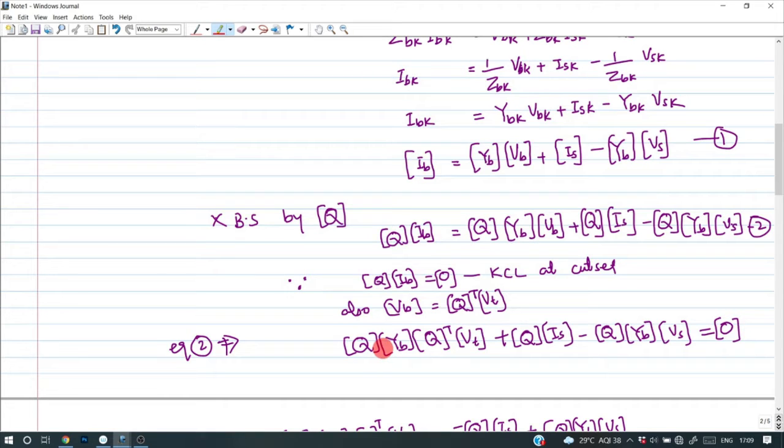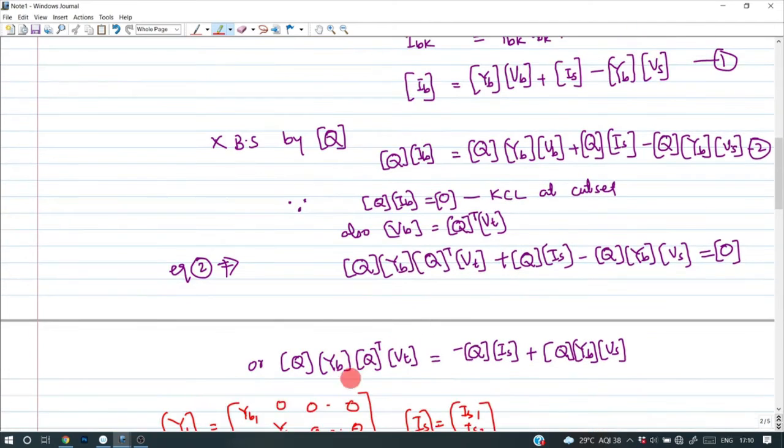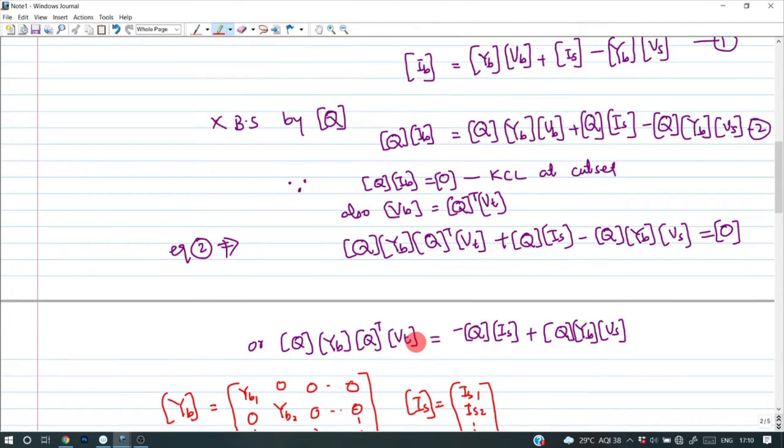It depends on the number of twigs. How many twigs are there? That many fundamental cut sets will be there. So this is also a node admittance matrix. We can call it the Y matrix. So QYB Q transpose is Y. Then Y VT plus QIS minus QYB VS is a null matrix. That is the modified equation 2.